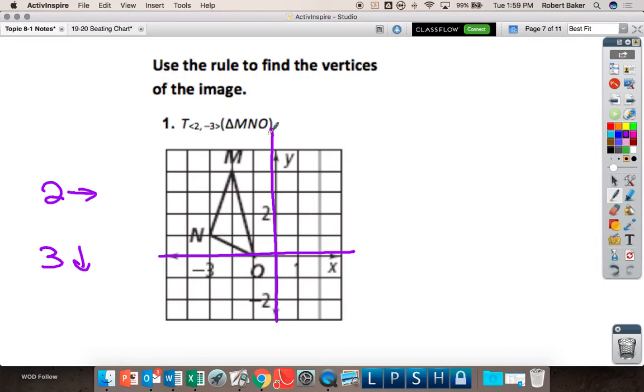So this shape's going to move 2 to the right and 3 down. 2 to the right and 3 down. How do you feel about that? Good?